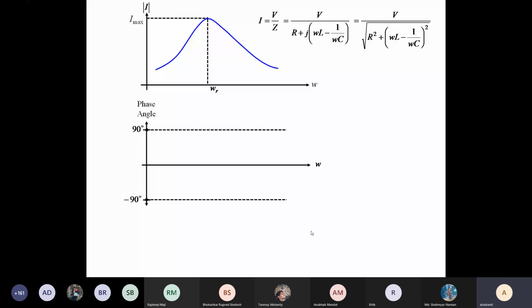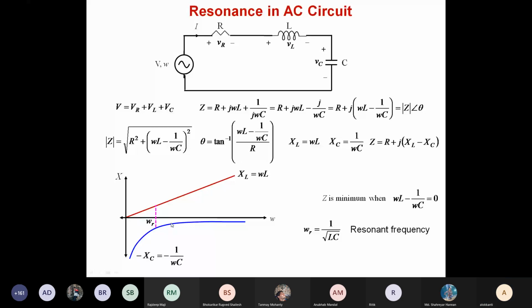As omega increases, what happens? The capacitive value reduces. We saw in this graph that as omega increases, the capacitive reactance reduces, and the impedance due to the inductor L increases.